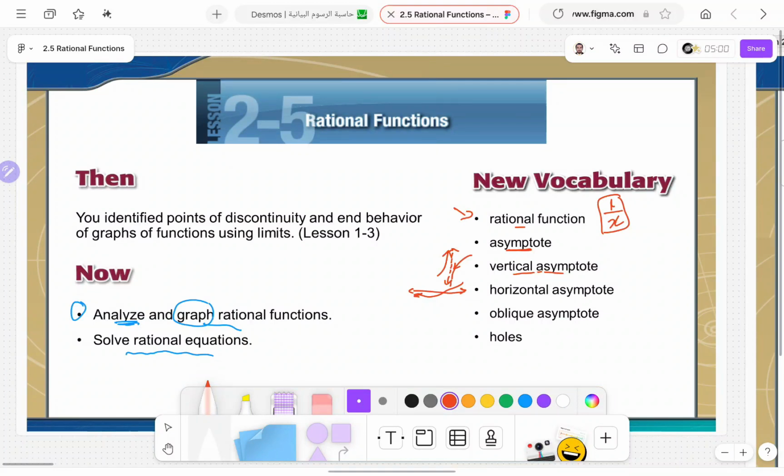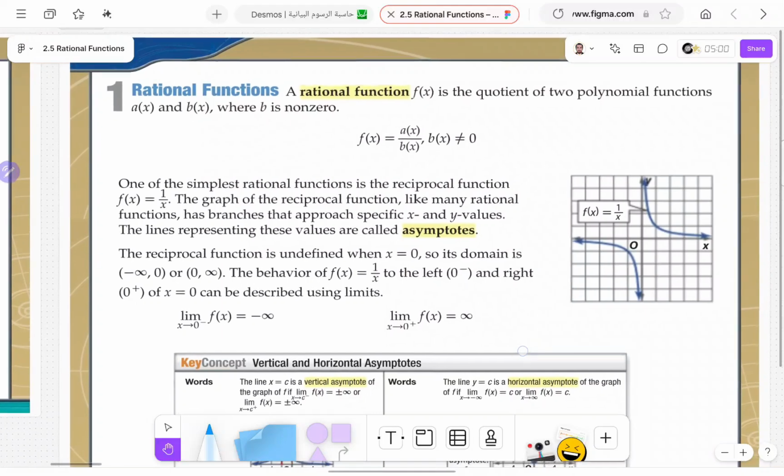Then we have the oblique asymptote, which is a diagonal line. The function will just go next to that line, or on the other side the function will go next to that line. Holes mean that the graph is discontinuous at one point, and then you complete the point. As you can see, this is the meaning of holes. Now that we know the meaning of every vocabulary word, let's go to the rational function.